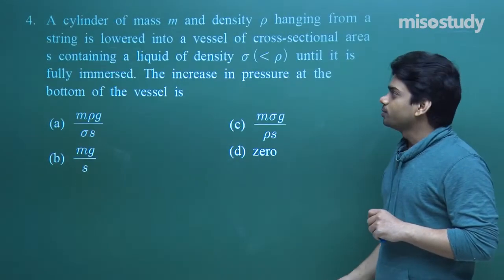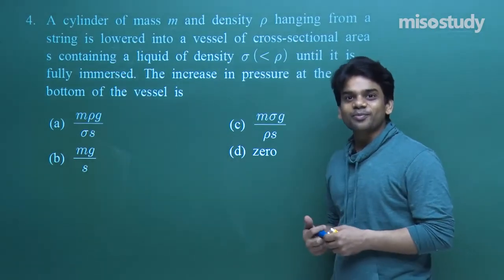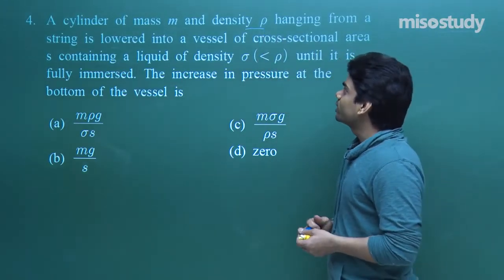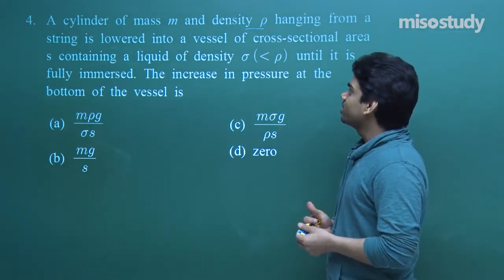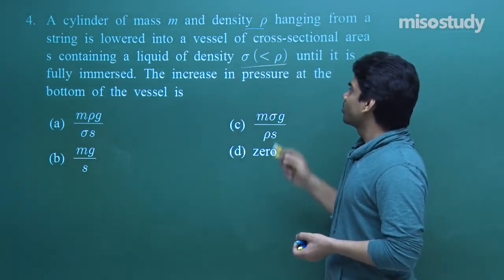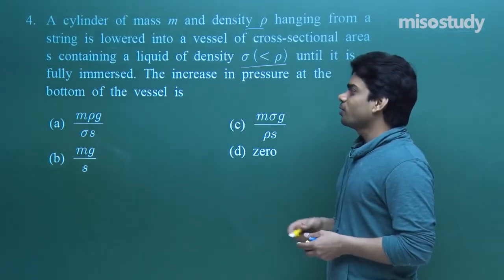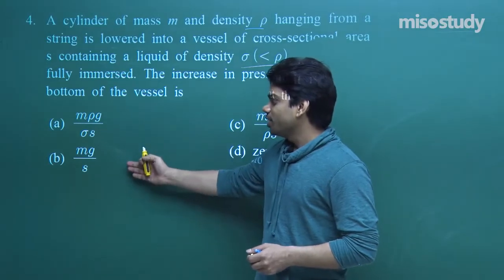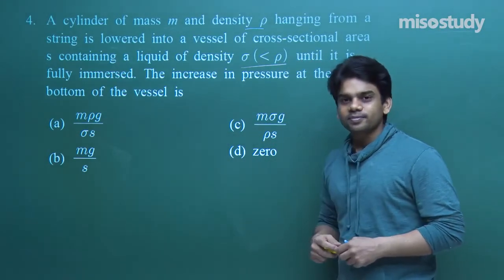Question number 4. A cylinder of mass m and density rho, hanging from a string, is lowered into a vessel of cross-sectional area S containing a liquid of density sigma, which is less than rho, until it is fully immersed. The increase in pressure at the bottom of the vessel is: A, m rho g by sigma S; B, mg by S; C, m sigma g by rho S; and D, 0.